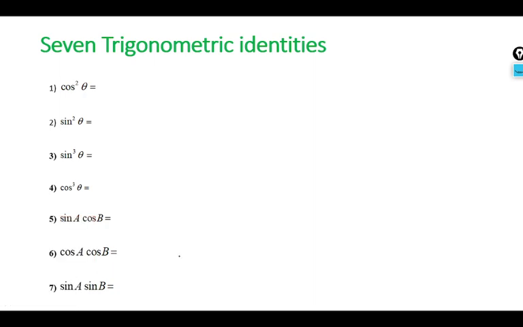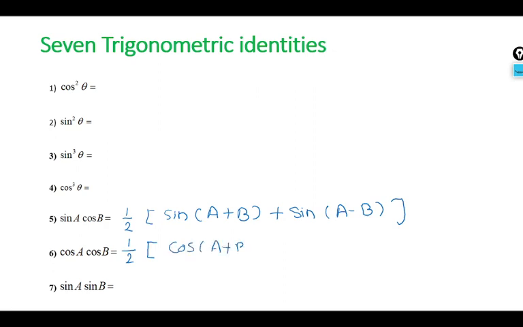Okay, I will start with formula number 5, which is sine A cos B. Sine A cos B can be written in terms of addition as 1 by 2 times sine of A plus B plus sine of A minus B. Then cos A cos B is written as 1 by 2 times cos of A plus B plus cos of A minus B. And the last one, sin A sin B, is given by 1 by 2 times, now here is a difference, cos of A minus B minus cos of A plus B.